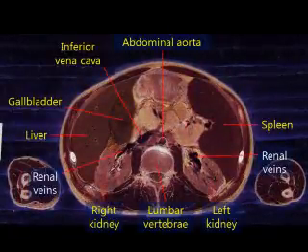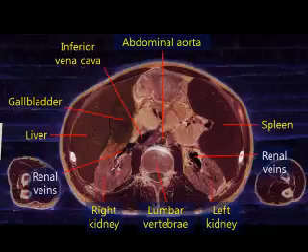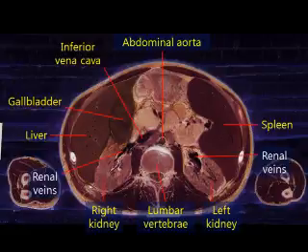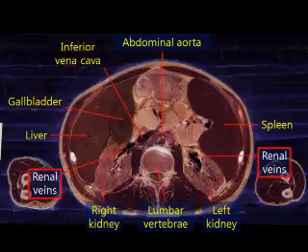The kidneys are located at the rear of the abdomen, one on each side of the lumbar vertebrae. The right kidney is next to the liver, and the left kidney touches the spleen. The renal veins from the kidney go into the inferior vena cava, as can be seen in this sectioned image.